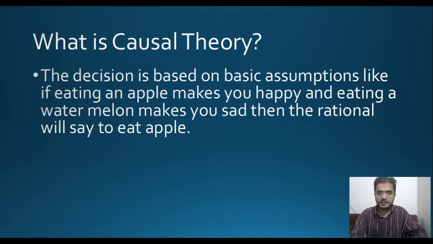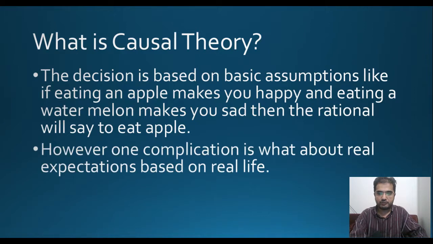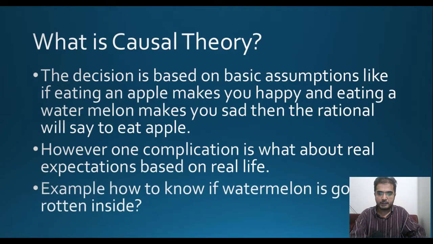Now, the decision is based on basic assumptions, like if eating an apple makes you happy and eating a watermelon makes you sad, then the rationale will say to eat an apple because it makes you happy. However, one complication is what about real expectations based on real life? Example, how to know if a watermelon is good or rotten inside? You cannot know that. You need to cut it open. But if you buy it and then cut it, it won't be returned. Therefore, it's a complicated decision.